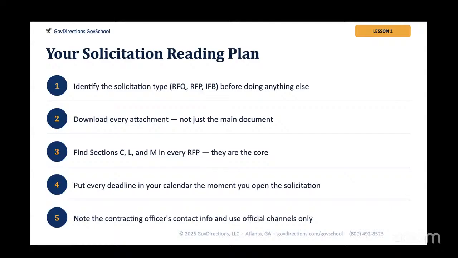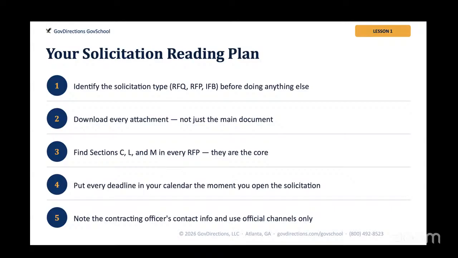What I want to leave you with today is a reading plan to get some action done, understand where you're at, and learn a little bit more. But first, go out and look at the different types of solicitations that are out there. Find an RFQ, RFP, IFB. Before doing anything else, just look and see what they look like. Then download every attachment, not just the main document, to see how easy or how difficult it can be. Find sections C, L, and M in every RFP for the federal government, on SAM.gov, and you'll understand that really is the core piece of information that you need to look at.